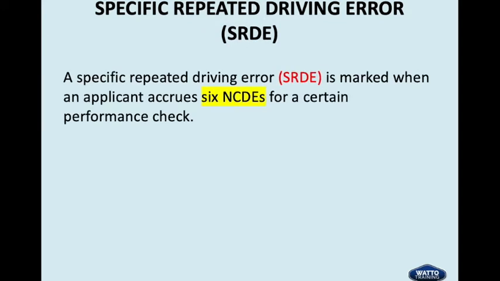Okay, these are specific repeated driving errors, SRDE. A specific repeated driving error, SRDE, is marked when the applicant accrues 6 non-critical driving errors for a certain performance check. So they've only got these marked on certain performance checks, but if the student makes the same error again and again and again, they can add up to an SRDE.